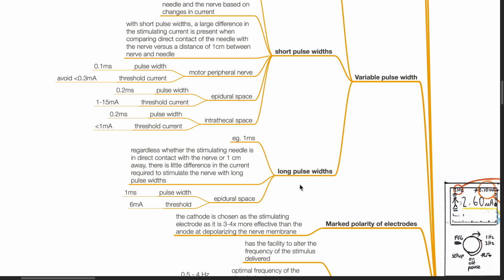Long pulse width, such as 1 millisecond: regardless of whether the stimulating needle is in direct contact with the nerve or 1 centimeter away, there is little difference in the current required to stimulate the nerve with long pulse widths. The typical settings for epidural space: pulse width is 1 millisecond, threshold current 6 milliamperes.